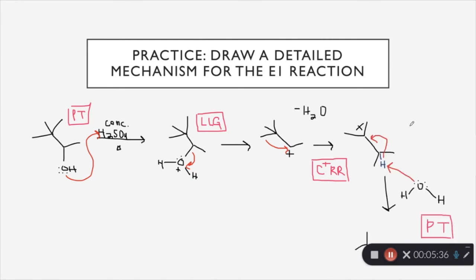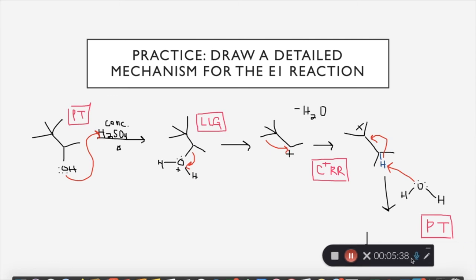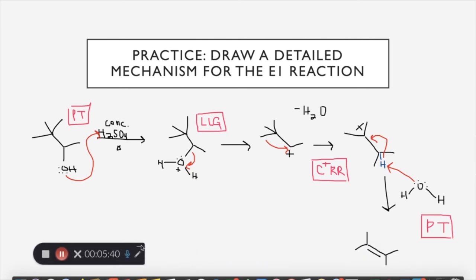The next step, let me move this over. The next step is that the water is acting as the base, and the water just comes from the acid over here. So the water takes off that hydrogen, the hydrogen donates its electrons back to the sigma bond and fills in this spot, and then you're left with the product.